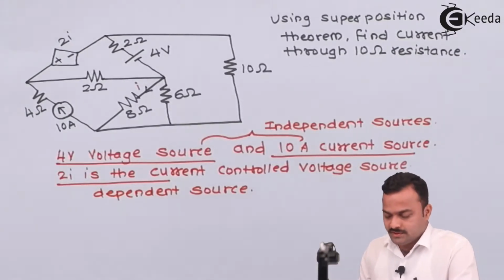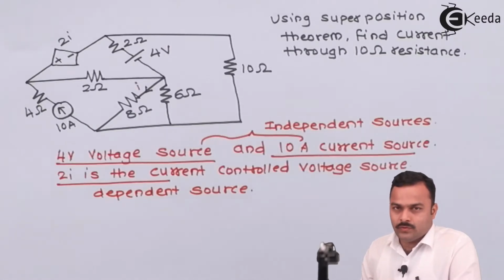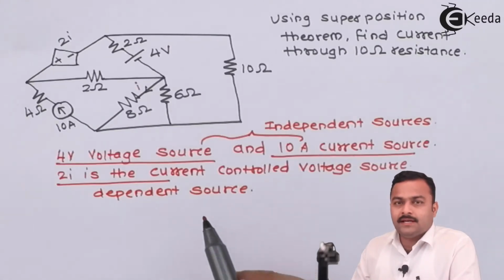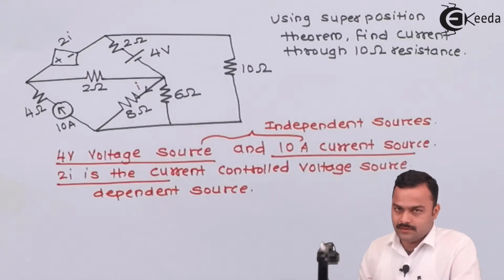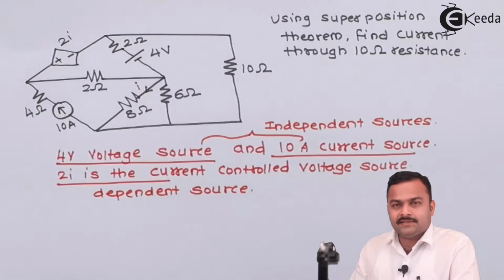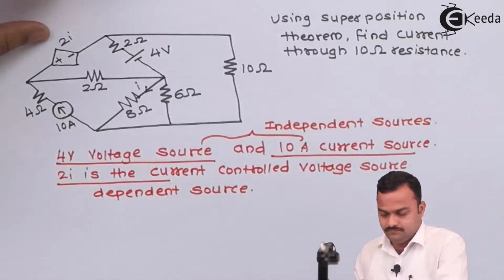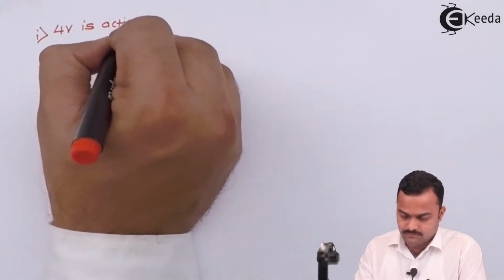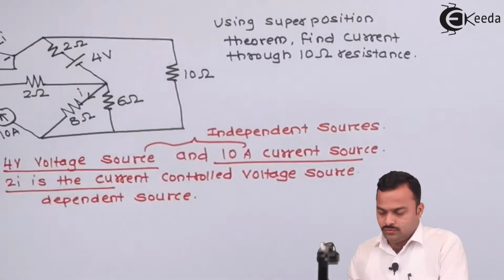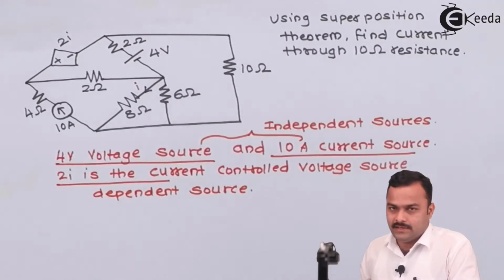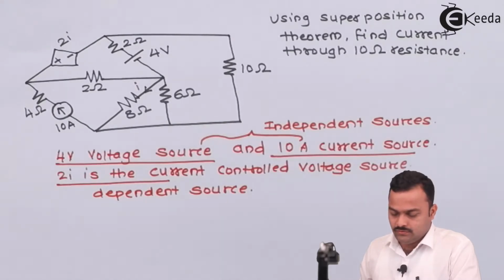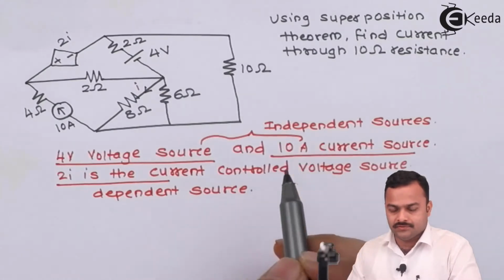So what do you have to do in the superposition theorem? We have to take one independent source at a time, replacing the other independent source with its internal resistance, but while doing so we will not touch the dependent source at all. So let's consider the 4 volt voltage source acting alone. The 10 ampere source, being a current source, has infinite internal resistance, and an infinite resistor implies an open circuit. So we will open circuit the 10 ampere current source.